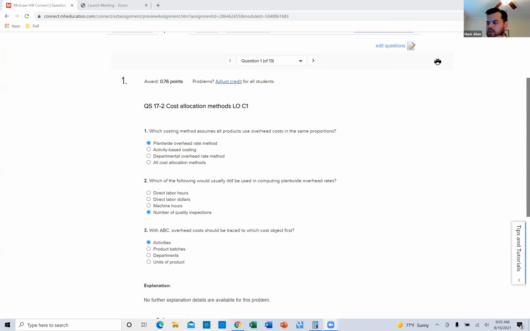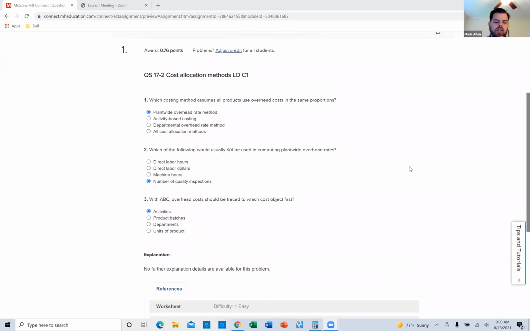All right, so today we're going to be starting here on chapter 17, which is activity-based costing. So we'll be getting into that today. This is going to be a little bit different than some of the stuff that we've seen so far, but not too terribly different. So we'll just pick up here.